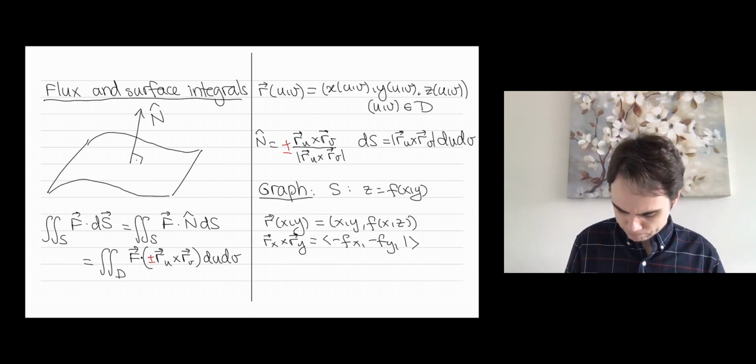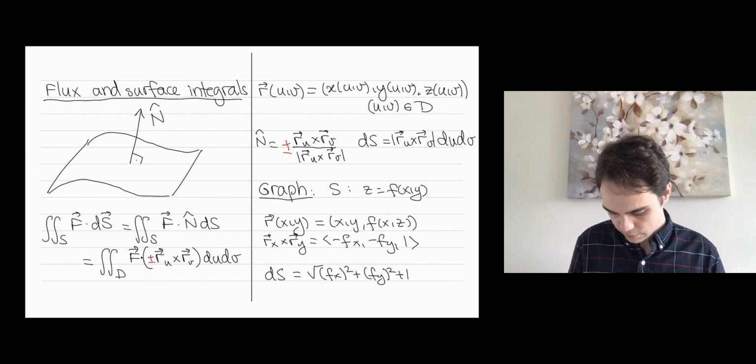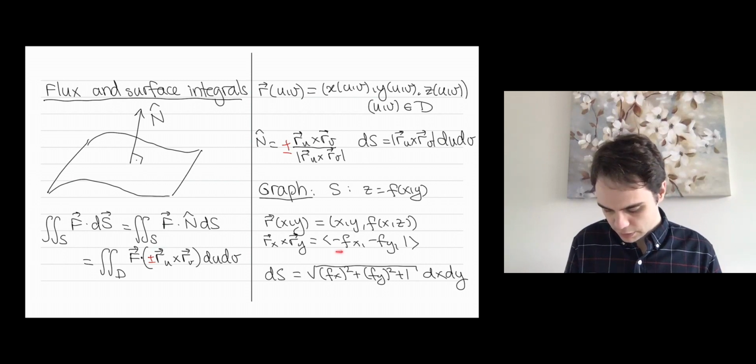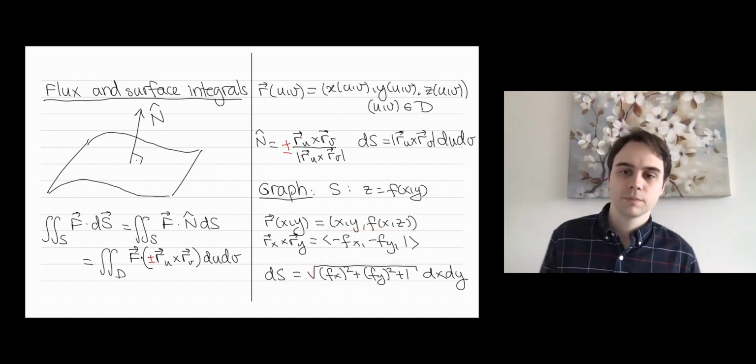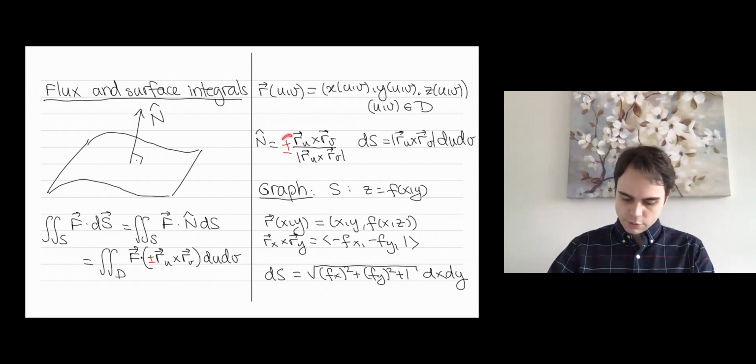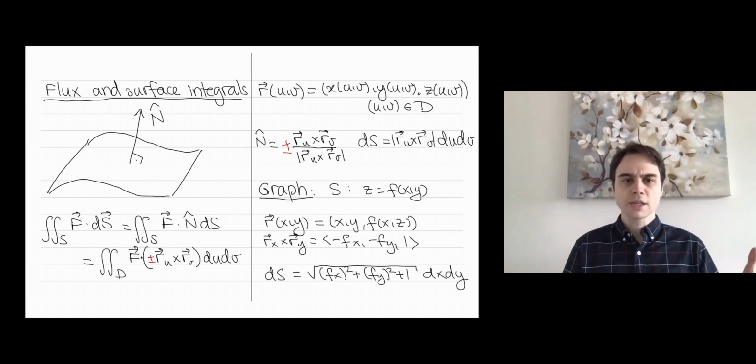And so ds, without the arrow on top of it, is the length of this cross product. That's the square root of f sub x squared plus f sub y squared plus 1, times dx dy. And the unit normal is just plus or minus this divided by this square root. Then should we use plus or minus? Well, the answer is, what orientation are we talking about?